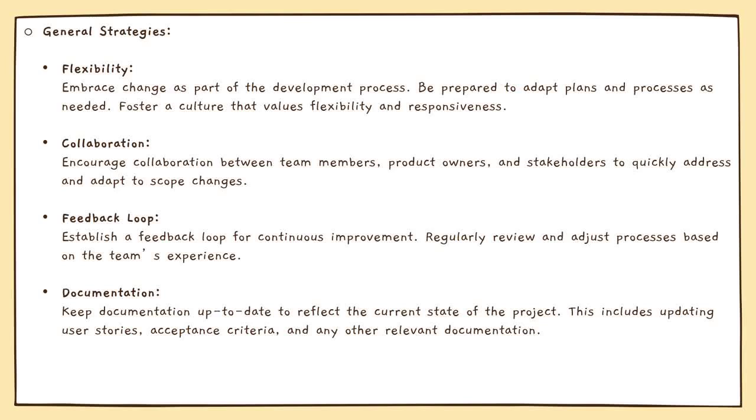Collaboration. Encourage collaboration between team members, product owners, and stakeholders to quickly address and adapt to scope changes. Feedback loop. Establish a feedback loop for continuous improvement. Regularly review and adjust processes based on the team's experience.